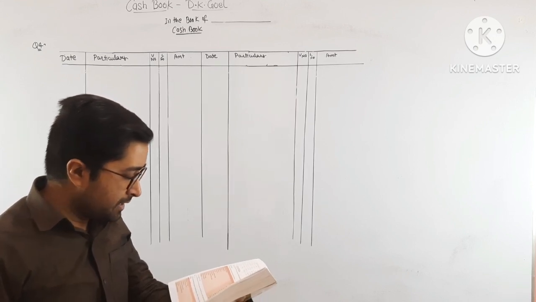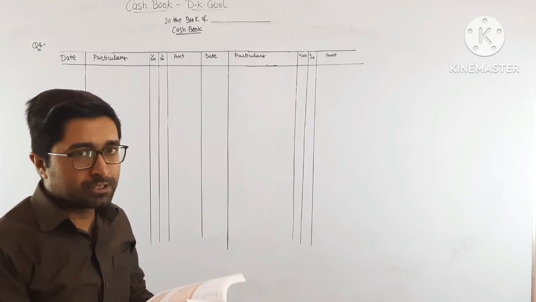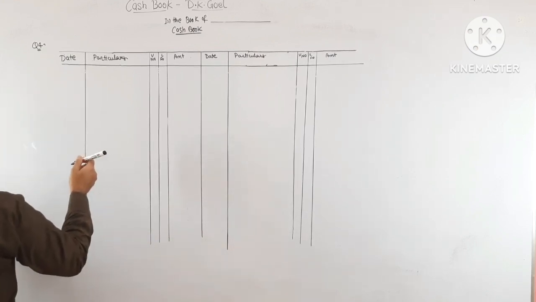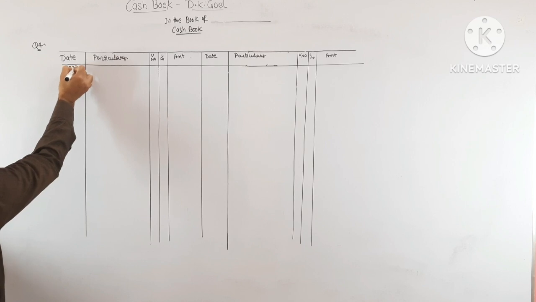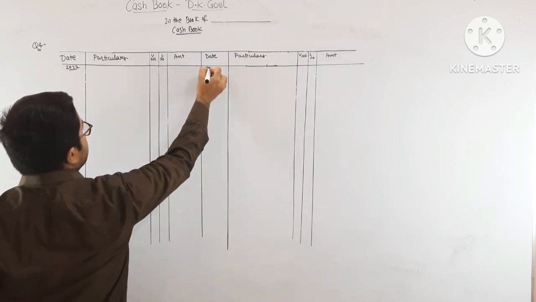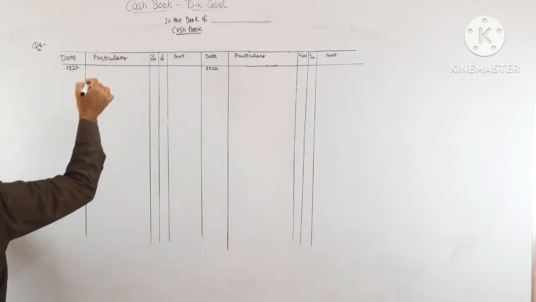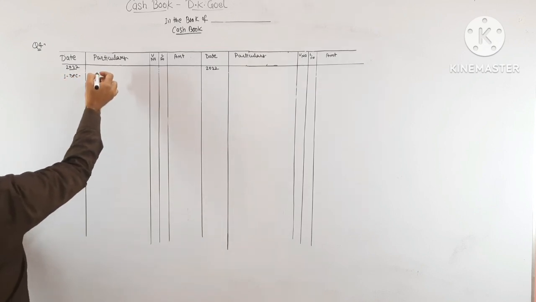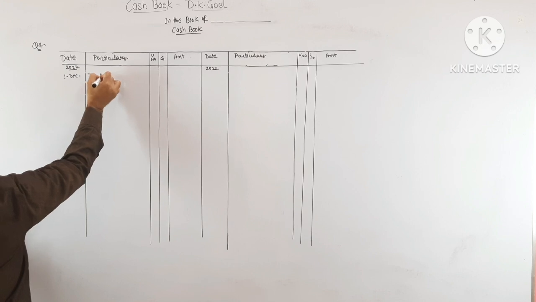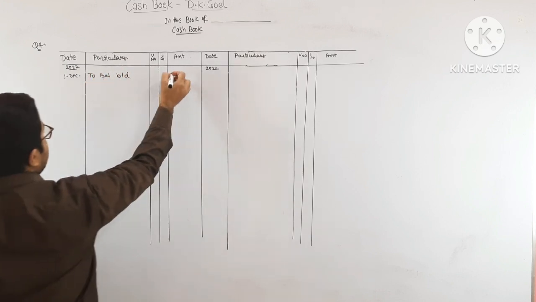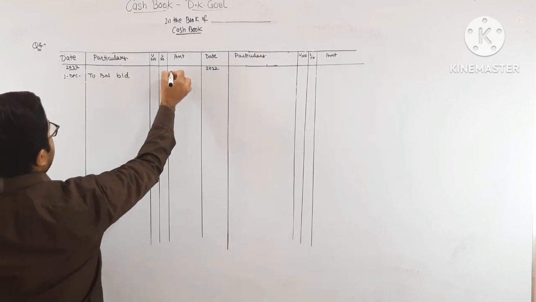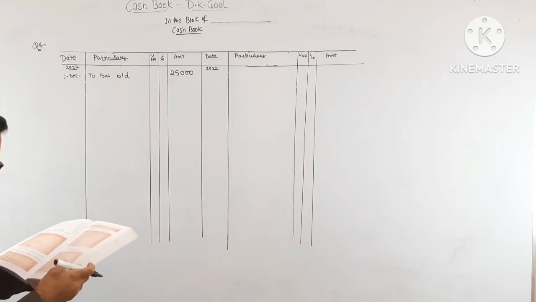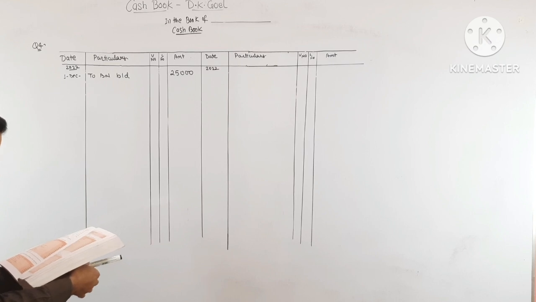So the first entry is cash in hand 25,000. Obviously it is an opening balance, so we write it. 2022. Okay. Now on 1st December, the cash in hand, so we will write to balance b/d. The amount is 25,000. Clear?